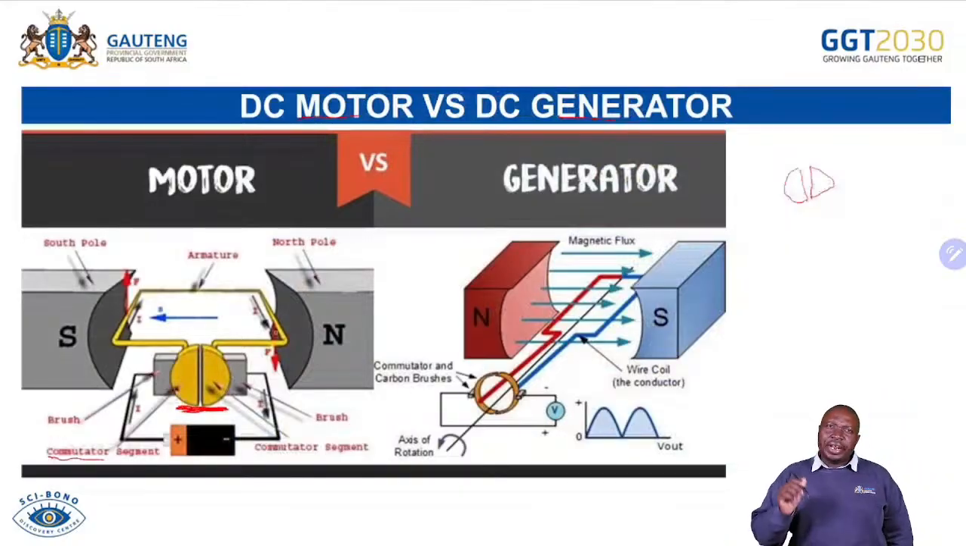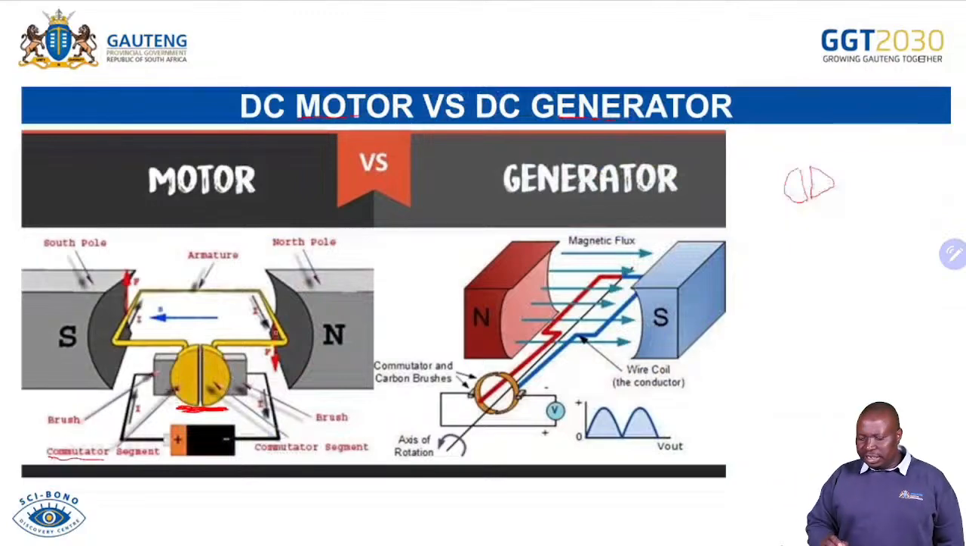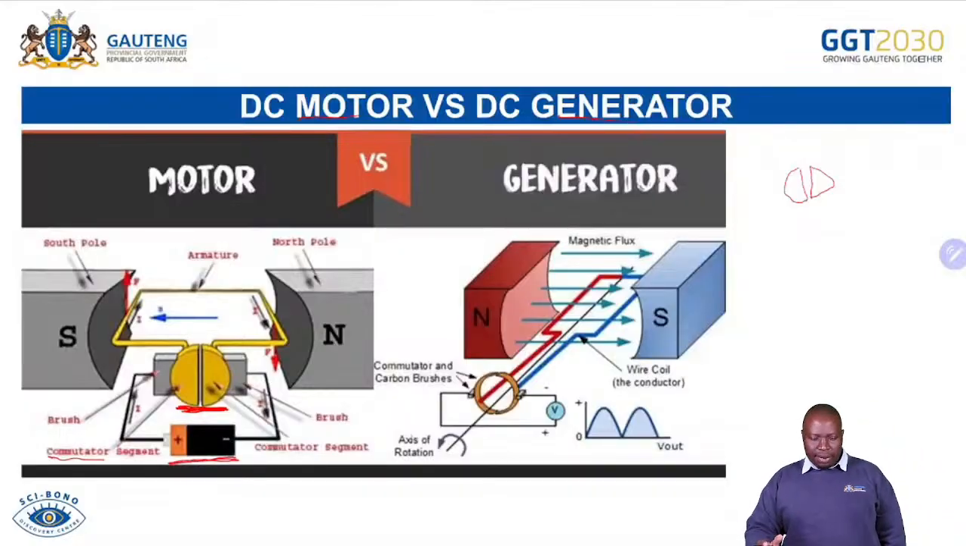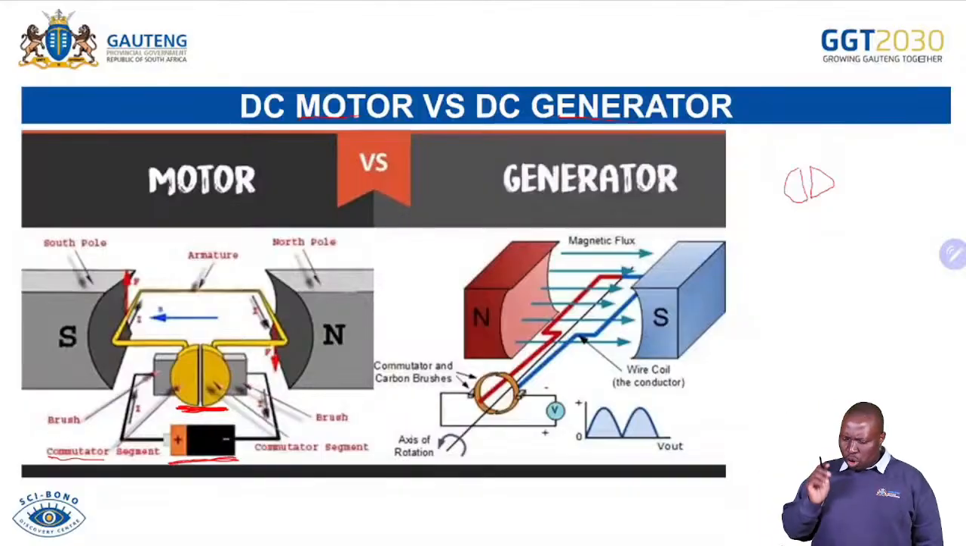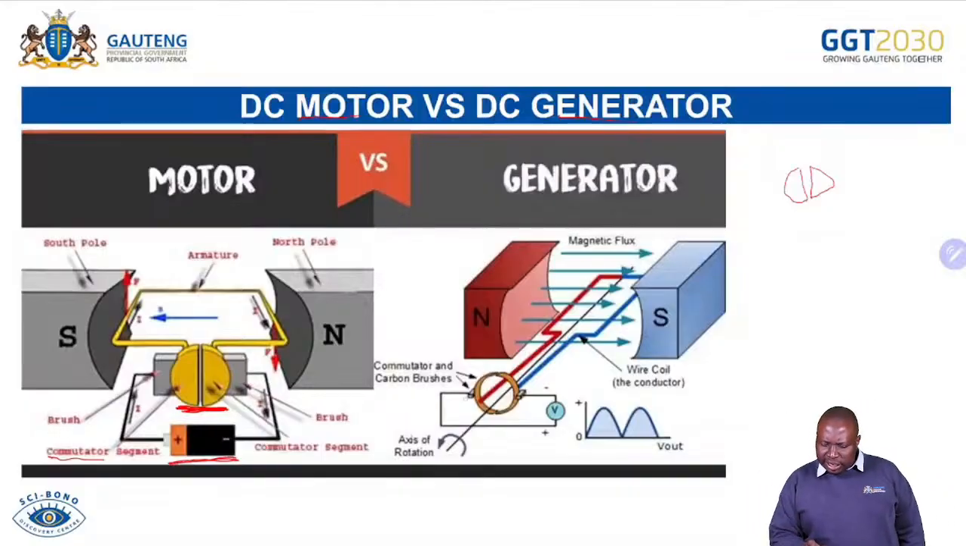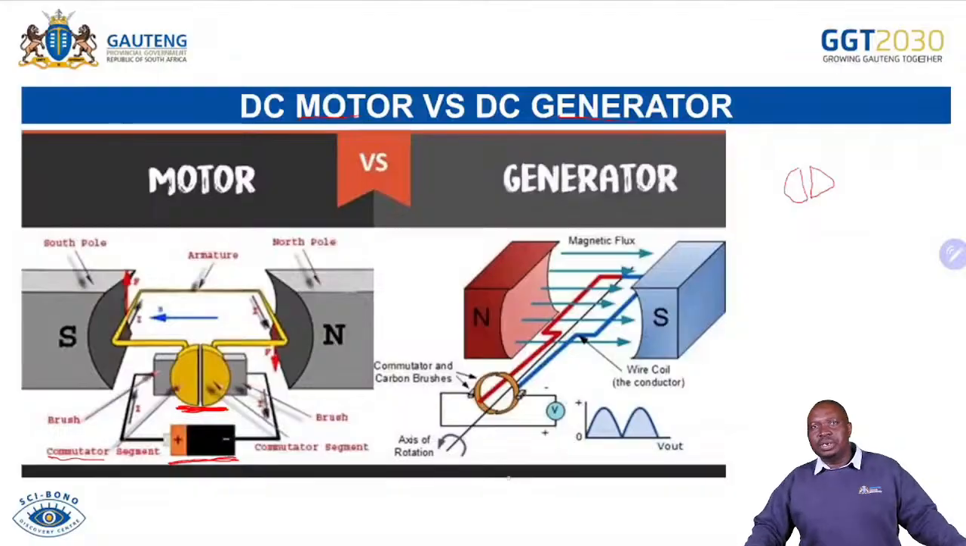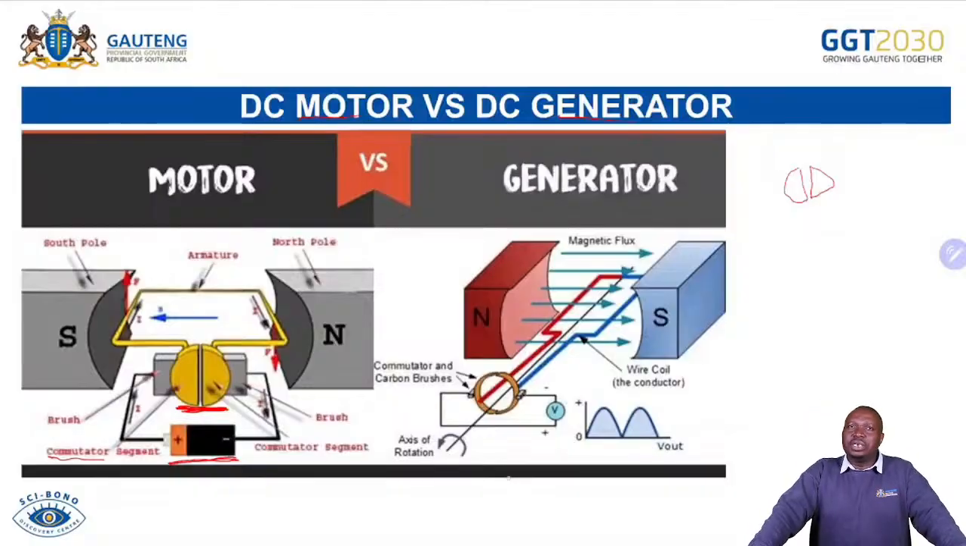Is it a motor or a generator? How will I know that this is a motor? It has a power source there. You see, we're having a cell or a battery. And when we have a cell or a battery, we know that we have a source, so we're talking about a motor. And how do I know that this is a generator? There must be an output. You can see we have a voltmeter there that is measuring the EMF that is being induced in that particular generator.